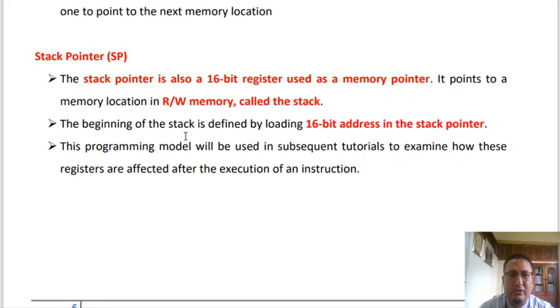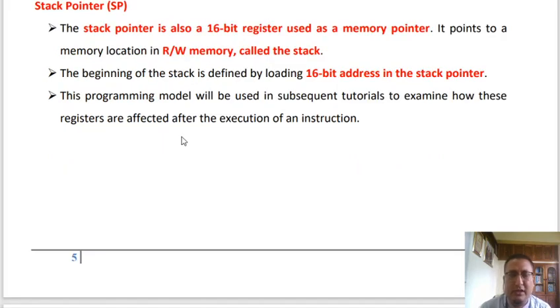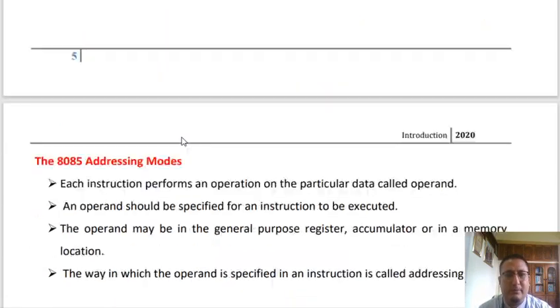Now, the stack pointer, as we've already discussed, is a 16-bit memory register that is capable of pointing to the read-write memory called the stack. The stack is generally used whenever a program has a subroutine or multiple subroutines in it. It is used to store the return address whenever the subroutine is called. So the address is pushed into the stack, and whenever you want to return to the calling function, the address is popped from the stack, and the control transfer takes place. That is the utility of the stack pointer.